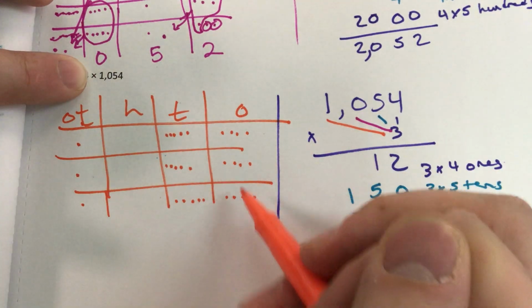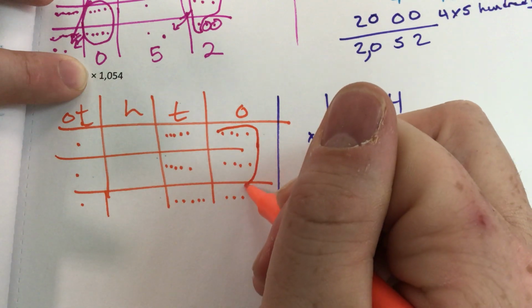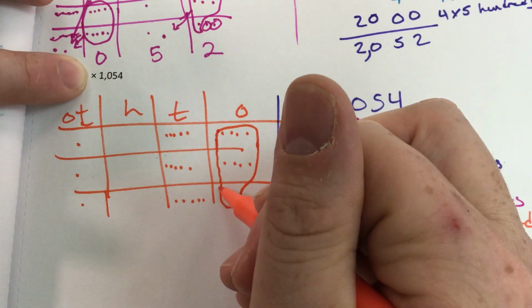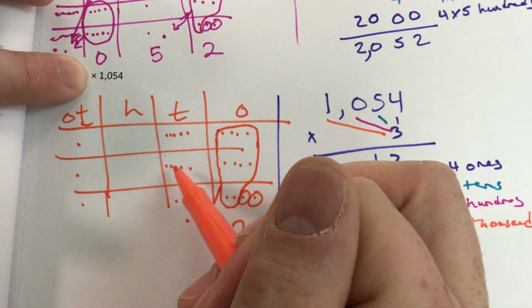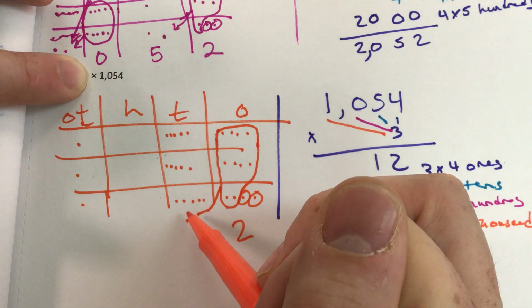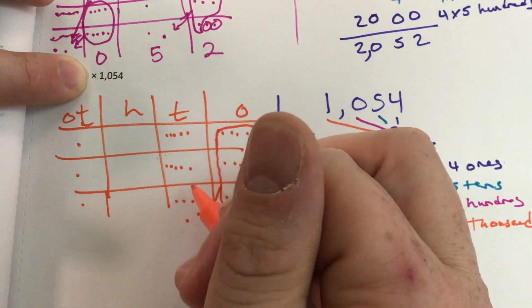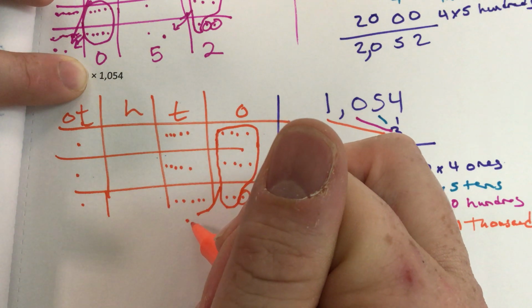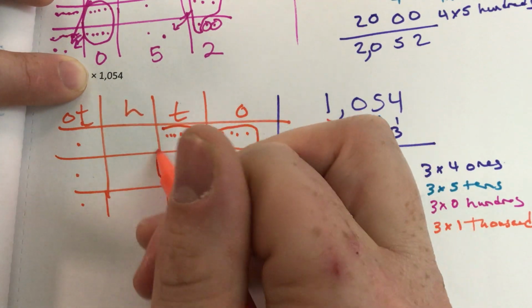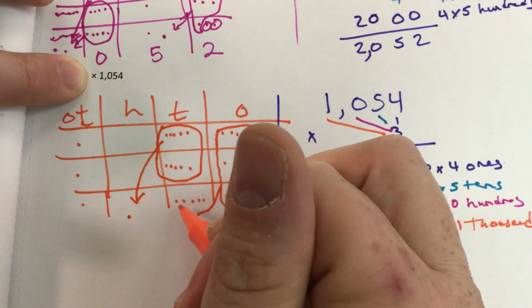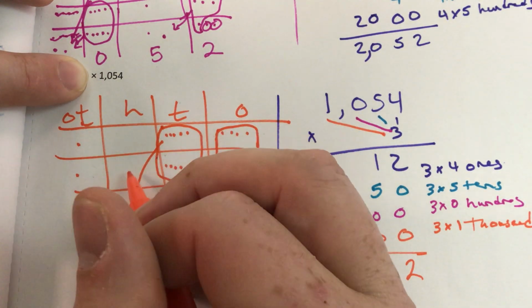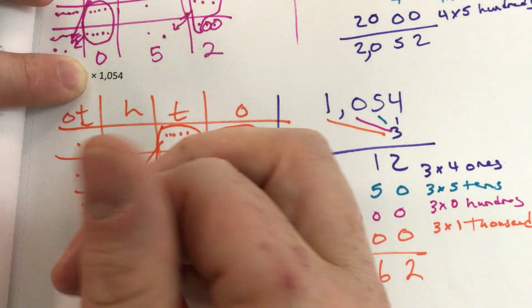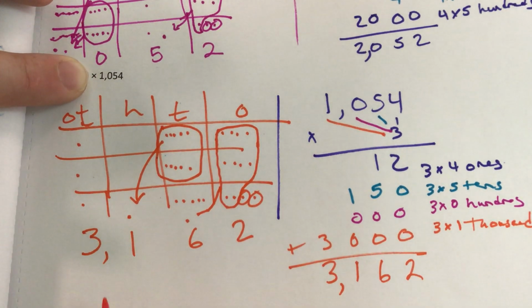When we combine 4, 8, 12, I know that I can cash out 10 out of those 12 and make a bonus one, which leaves me 2 in the ones place. 5, 10, 15 will leave me with 16. I can take 10 out and bump that to the hundreds, which leaves me 6 in the tens place. I have 0, 0, and 1 from that carried amount, and 1, 2, 3 in our thousands, which gives me 3,162, which matches my other method.